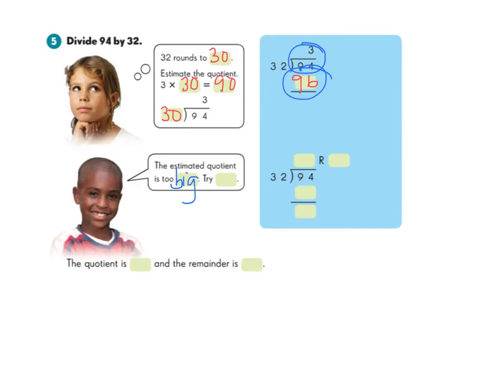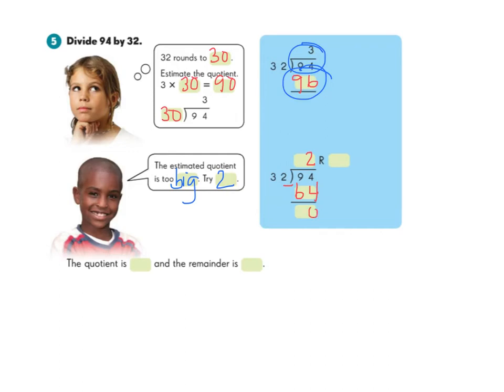We need to move down one number to 2 and test out 2. Okay, let's try again using 2 as our quotient. I'm back over in the blue box. 2 times 2 is 4, and 2 times 3 is 6. Let's subtract 64 from 94.